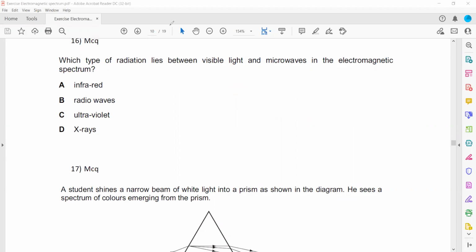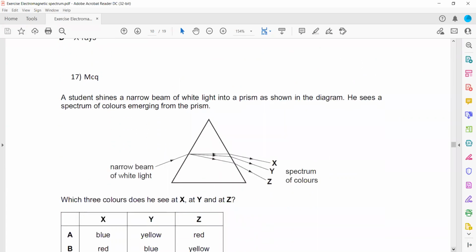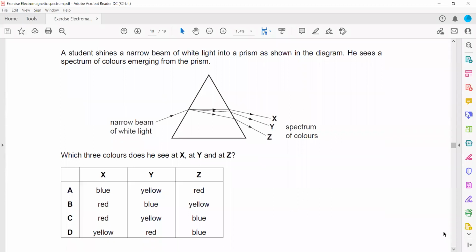So it is very important that you learn the order both ways, like increasing frequency and increasing wavelength. The student shines a narrow beam and sees different colors. So violet, indigo, blue, green, yellow, orange, and red should be there. The one which bends the least should be red. So X should be red. So either B will be the answer or C will be the answer.